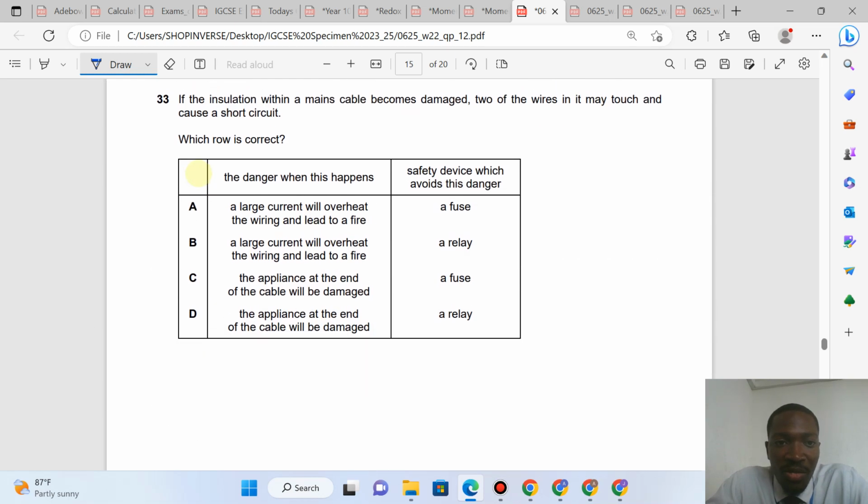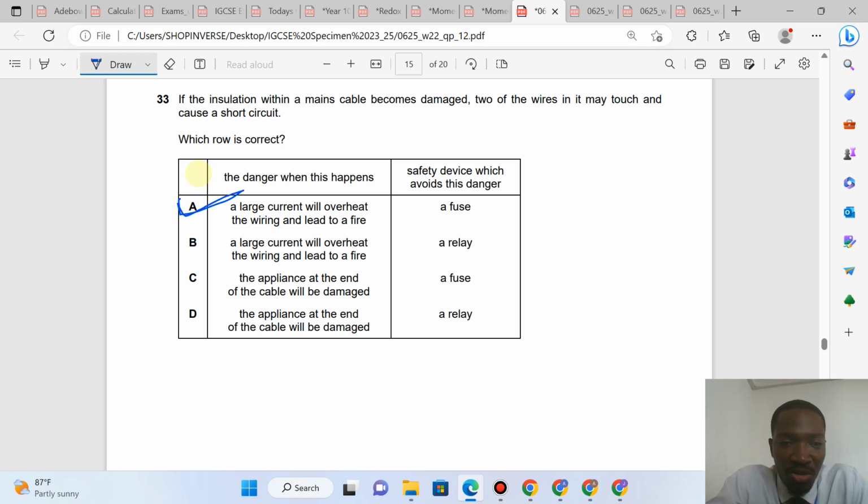Question 33. If the insulation within a mains cable becomes damaged, 2 of the wires in it may touch and cause a short circuit. Which row is correct? The danger when this happens is that a large current will overheat the wiring and lead to a fire. Then a safety device which avoids this danger is a fuse. Option A is correct.